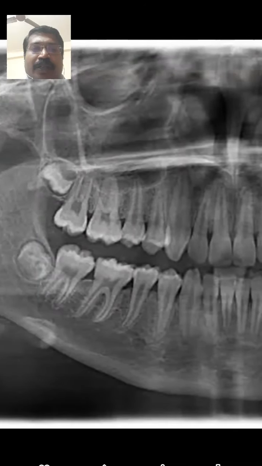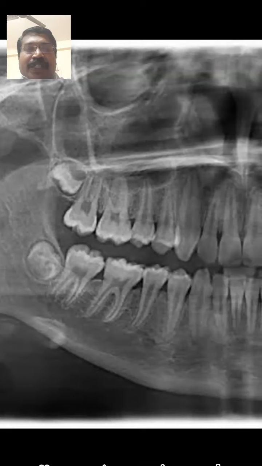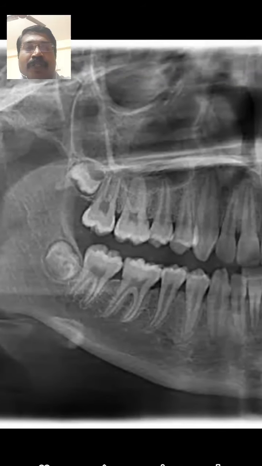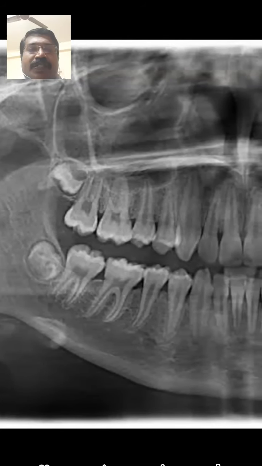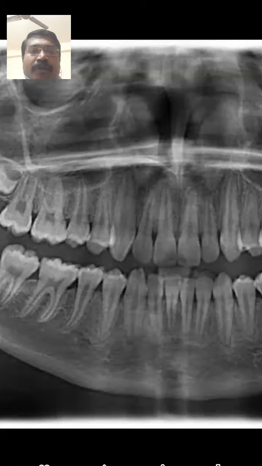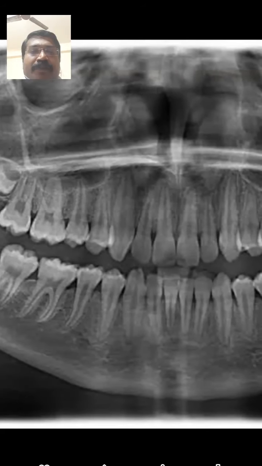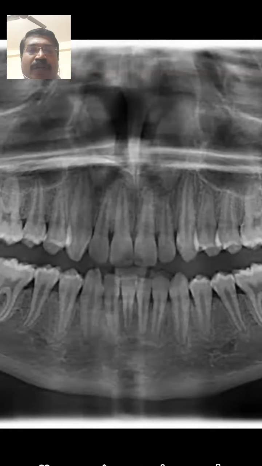Then in maxilla, we have to start from the posterior aspect of the superior surface of the maxillary sinus. Then we have to see any alteration in the maxillary tuberosity region, floor of the sinus, roof of the sinus, and the medial wall of the maxillary sinus of the right side. Then we can see any alterations in the nasal bone and surrounding structures.